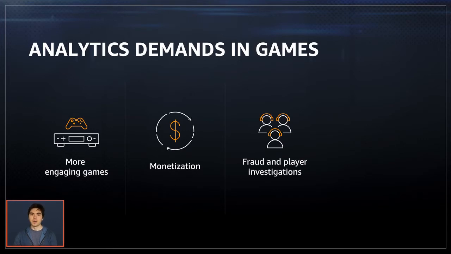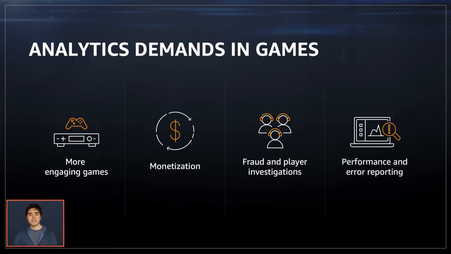The next is fraud and player investigations. So you can use analytics to discover unusual behaviors among your player base and use techniques like possibly machine learning to identify cheaters, bots, and create a better experience for all of your players. And the last category is performance and error reporting. This is all about looking at the underlying infrastructure or events that your game is emitting and understanding what errors players are actually coming across or experiencing and trying to minimize those as much as possible. So now we're going to actually dig into each of these a little bit more and try and get a better understanding of what we mean by them.